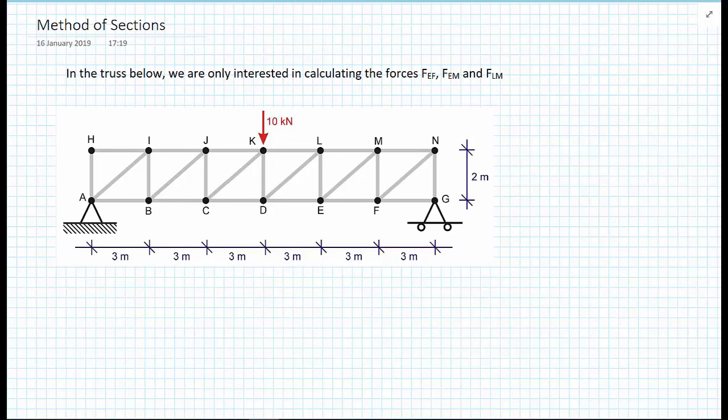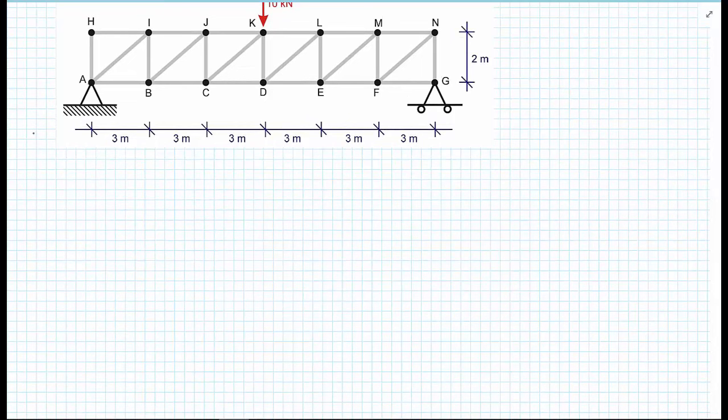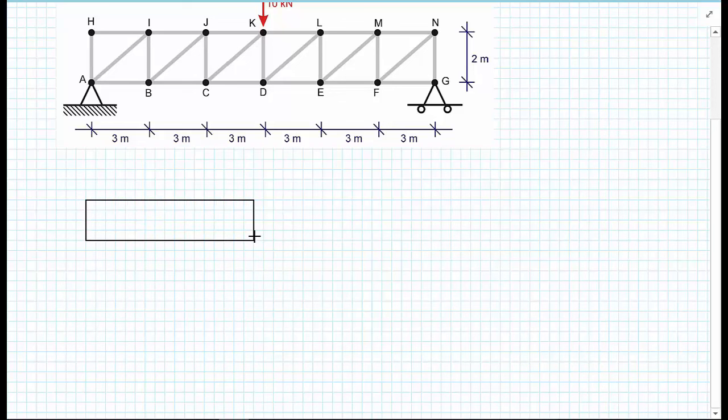We have a truss structure here that has six 3-meter wide bays. We have a 10 kilonewton external load, and it's simply supported. To get this procedure started, we're going to treat the whole truss as a rigid body and calculate the reaction forces. So we'll draw the free body diagram, and we can consider the whole truss as just a block. We don't care what's going on inside the truss members at this moment in time.